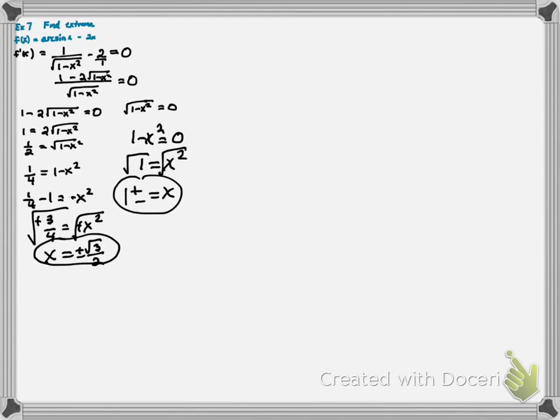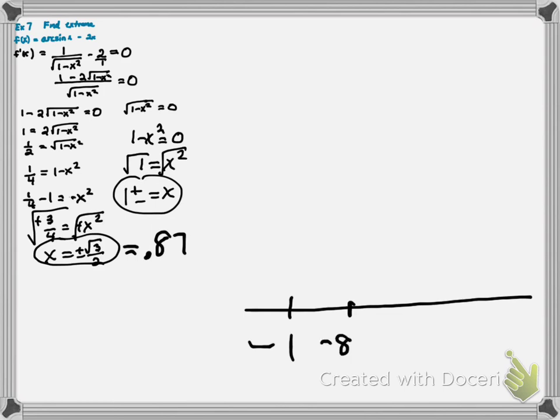Alright, so if we make this chart using all 4 numbers, radical 3 over 2 is the same thing as 0.87 as a decimal. So I'm going to have a negative 1, a negative 0.87, a positive 0.87 and a positive 1.